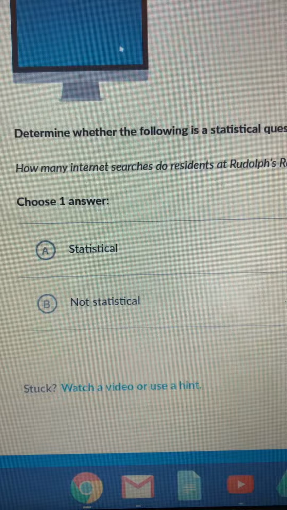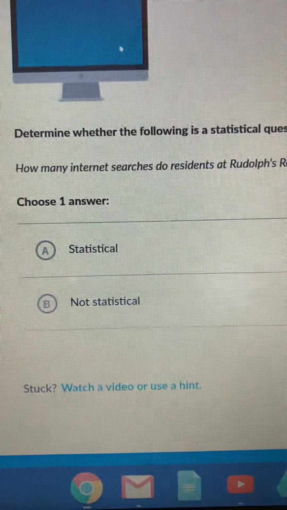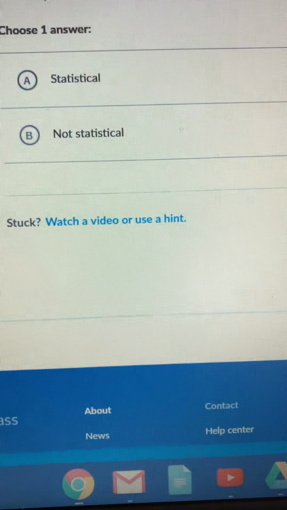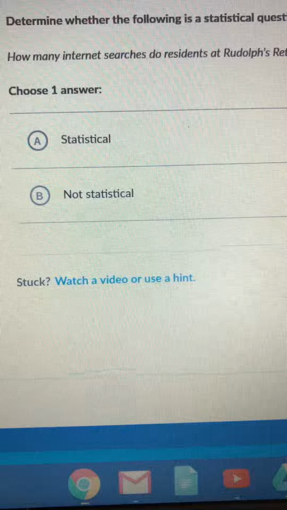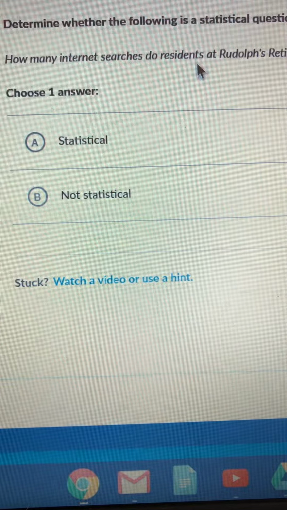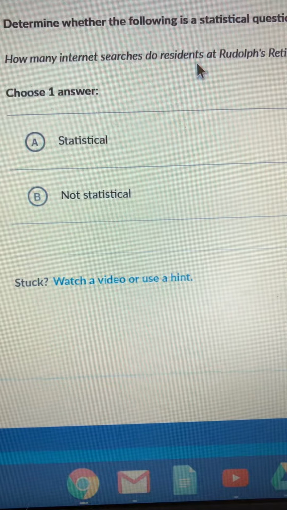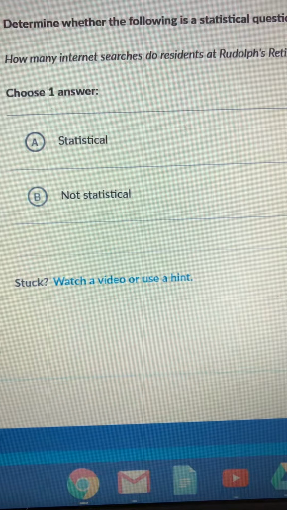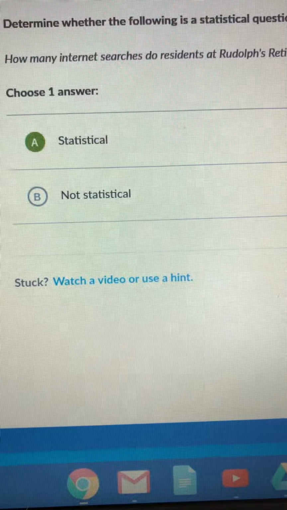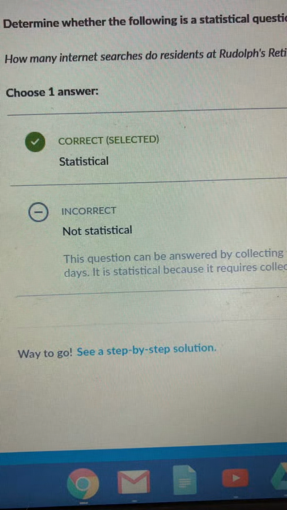Determine whether the following is a statistical question. How many internet searches do residents at Rudolph's retirement home perform each day? Now, this one's tricky because we're talking about a bunch of different residents. However, if there's one person, like the manager of the retirement home, who is calculating how many, I'm going to say statistical because each day it's going to vary. It's sort of trickily worded, and that was correct.